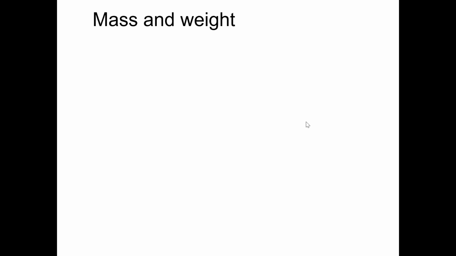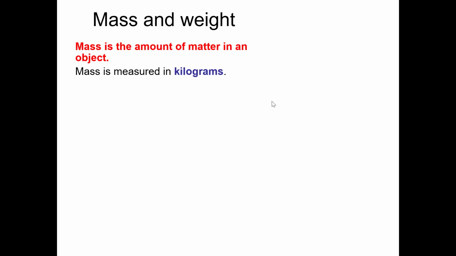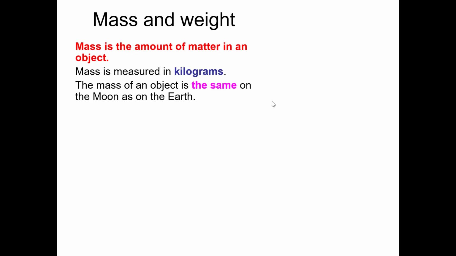I need you to get a piece of paper and a pen and write down any four things that you know about mass. Okay, so number one, mass by definition is the amount of matter in an object. It is the quantity of matter in an object. We know that its SI unit is the kilogram. We know that the mass of an object is the same at any place. In other words, it is a constant.